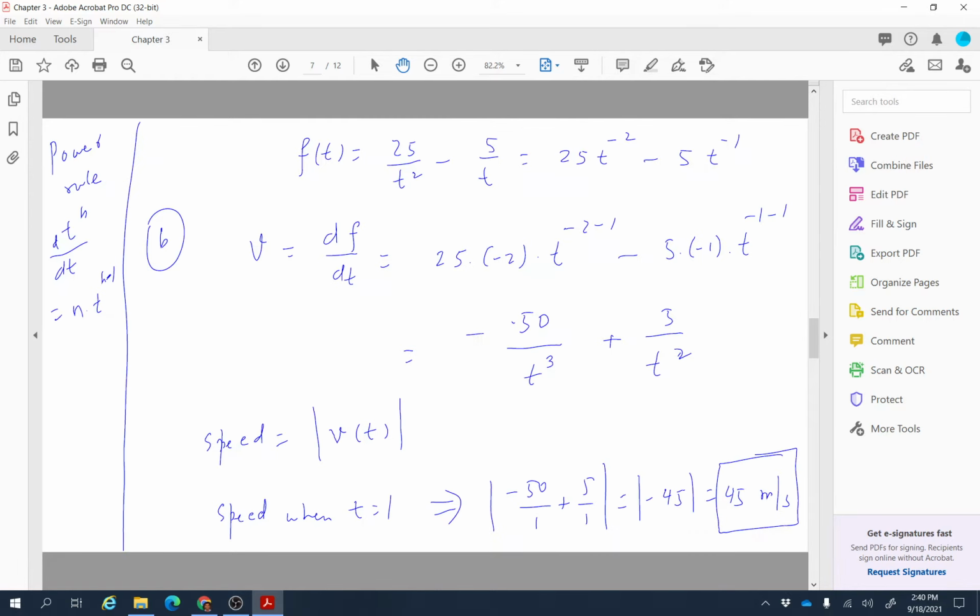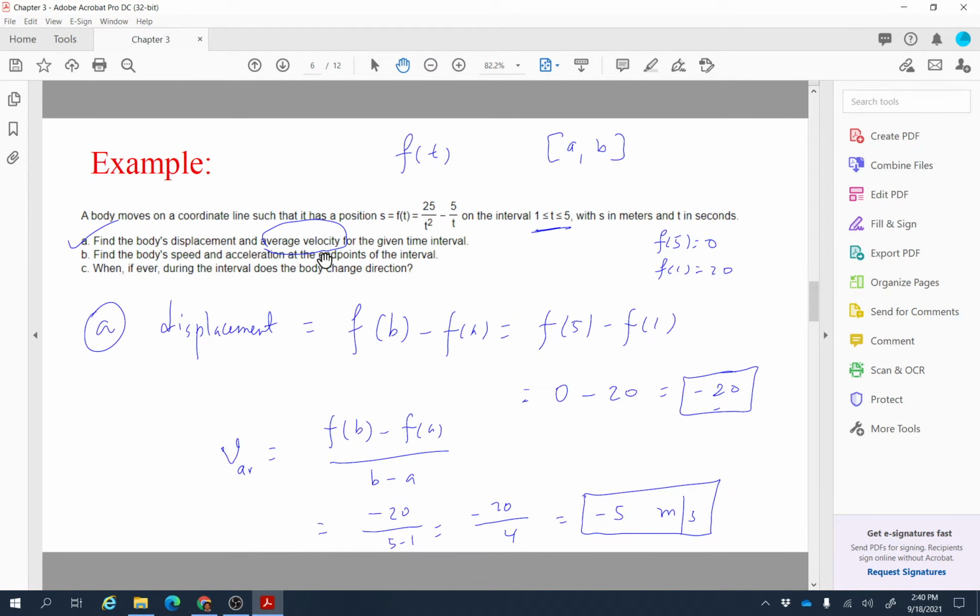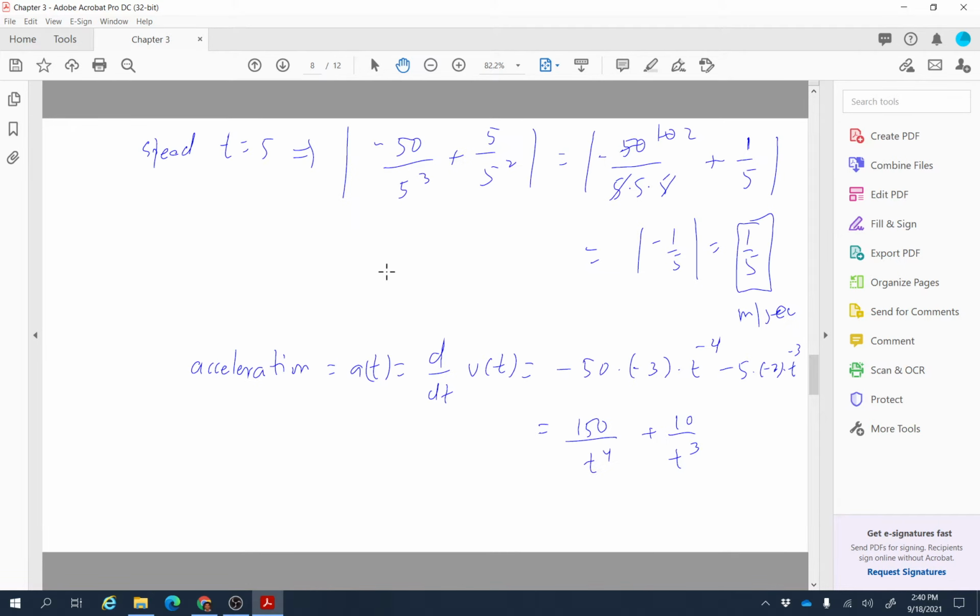So if we want to find out the acceleration at the endpoints, we need to find out the value of this function at 5. Just plug t equal 5 here and at 1. So just put t equal to 1 here and simplify. So I'm going to let you do this. Find out the acceleration at t equal to 5 and t equal to 1.